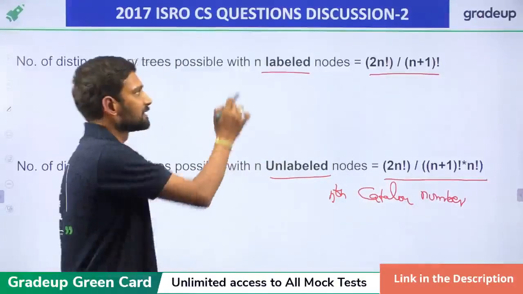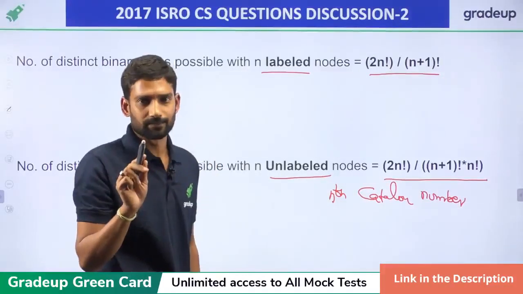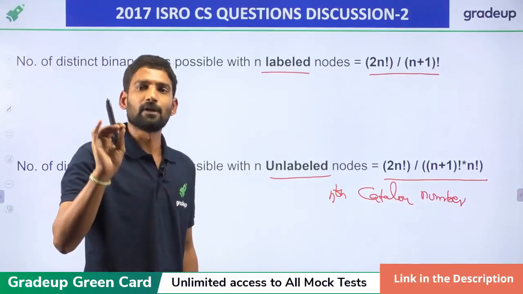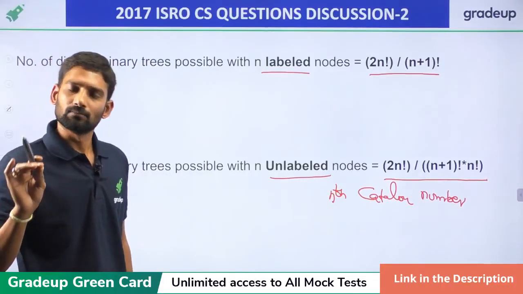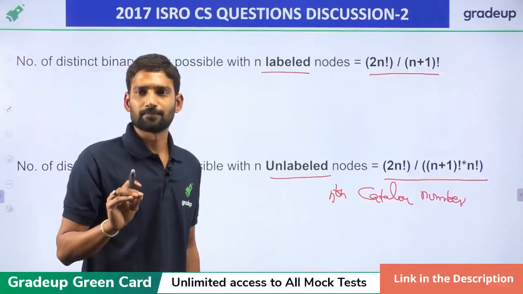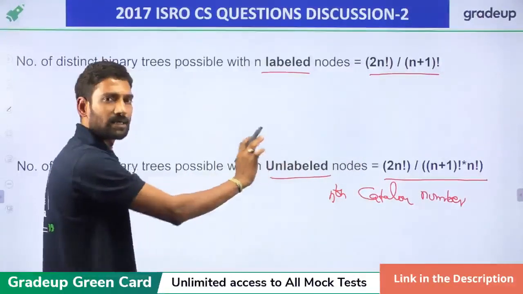So please remember, if it is labeled, it will be given in the question. If nothing is given, by default it will be unlabeled. Yes, Bhanu, by default it will be unlabeled. So, what is the n value given? 4. So, let us quickly calculate.